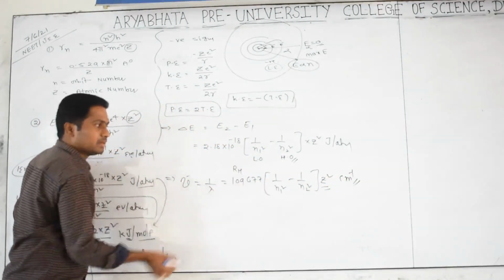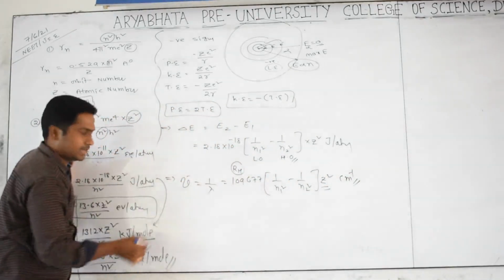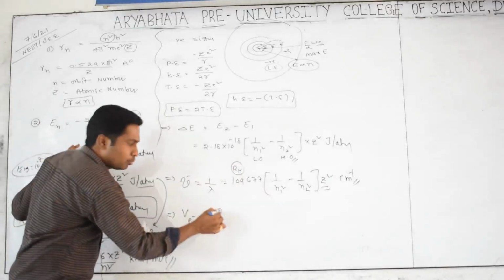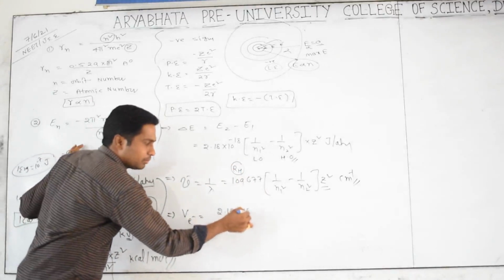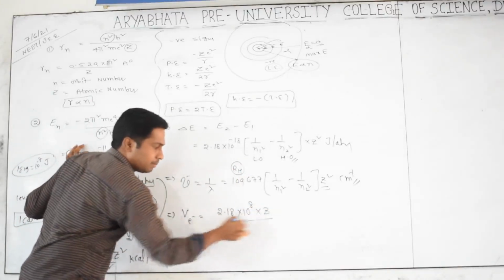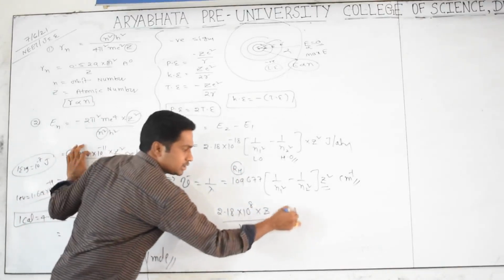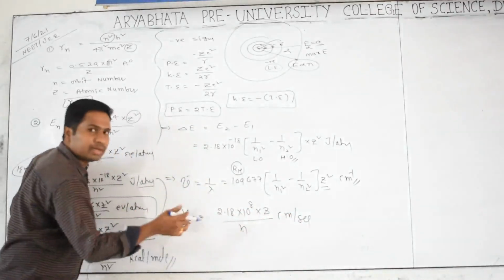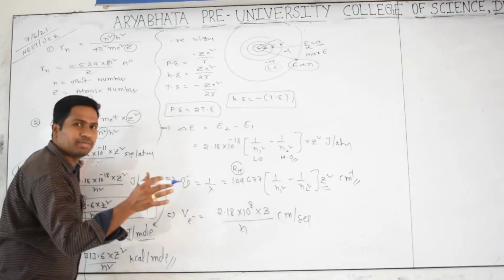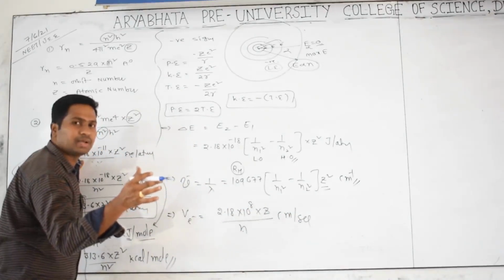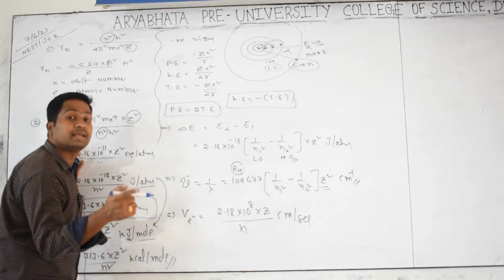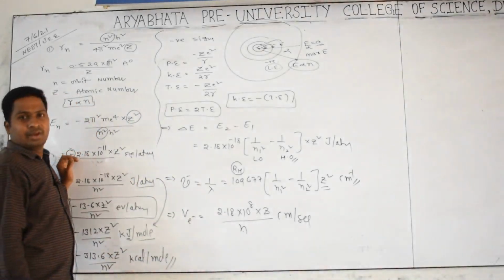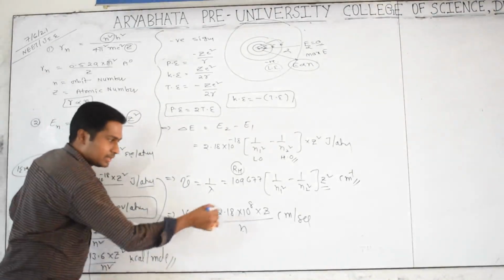Actually 109,677 is called the Rydberg constant, and one more is the velocity of electron in the nth orbit: 2.18 into 10 to the power of 8 into Z by n centimeters per second. Did you observe? Velocity is inversely proportional to the orbit number. As we go away from the nucleus, the velocity of the electron will be decreasing, meaning kinetic energy decreases, but potential energy goes on increasing. Are you getting or no? It's a very important thing.